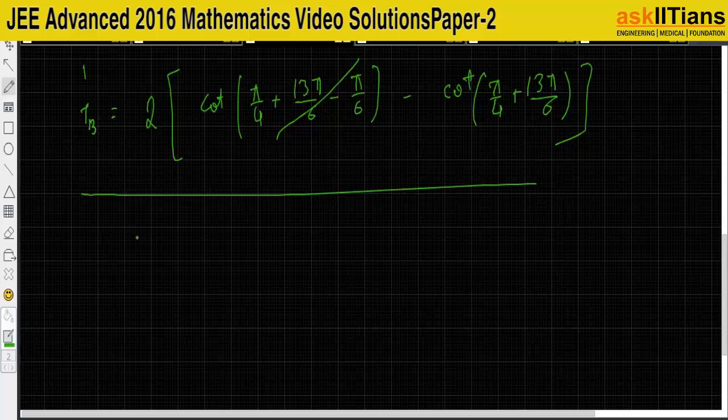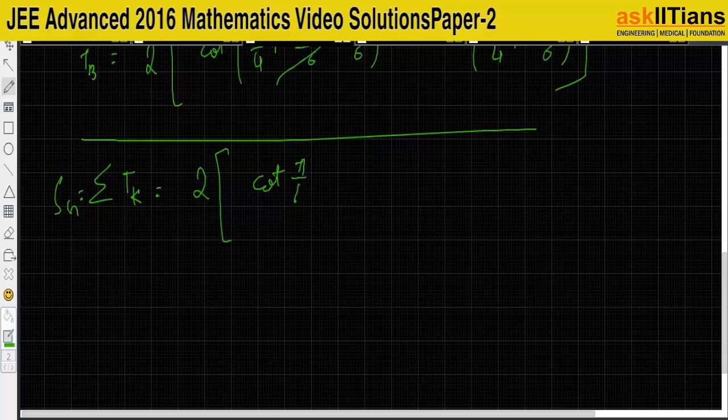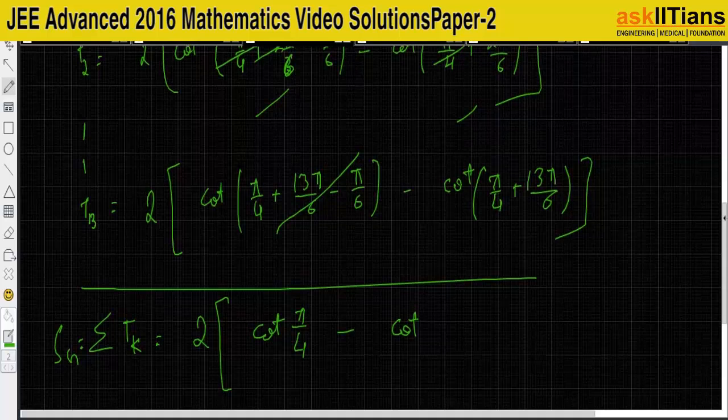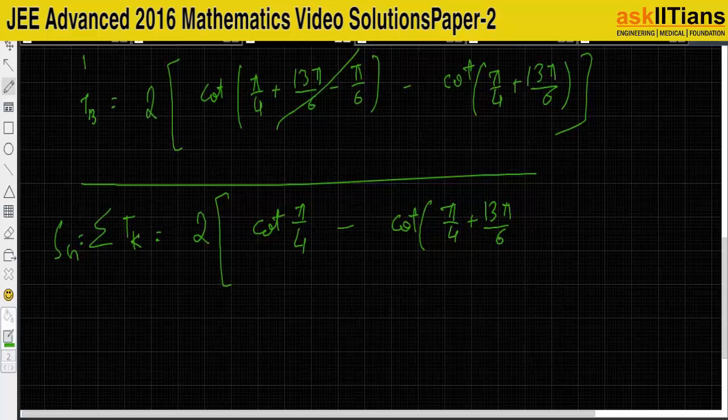So what will be the value of sigma tk? This will be Sn, right, actually. So our required summation will be 2 times cot of the first term that is remaining, that is cot pi by 4, and minus cot of pi by 4 plus 13 pi by 6. Now we need to simplify this. 2 times cot pi by 4 is 1, minus this will be cot of 5 pi by 12, if I add these two angles.